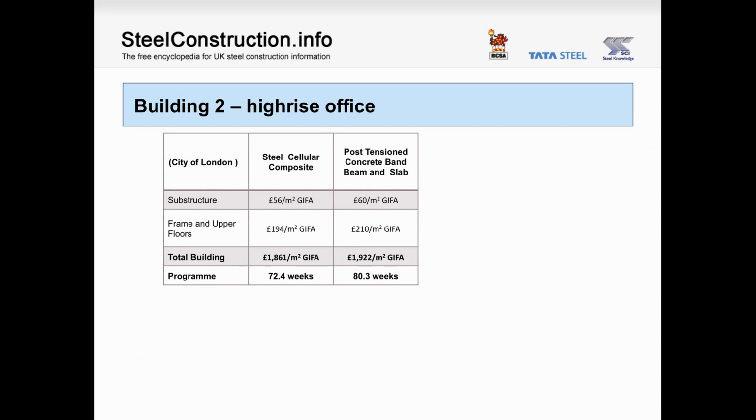Reviewing the outputs of the study, we can see that for the frame and floor costs alone, the steel option is the cheapest at £194 per square metre compared to £210 per square metre for the concrete option. Again, we can see that the lighter steel superstructure results in lower foundation costs and that the steel option is faster to construct, resulting in a significant cost saving for the steel option compared to the concrete one of £61 per square metre on a whole building basis.